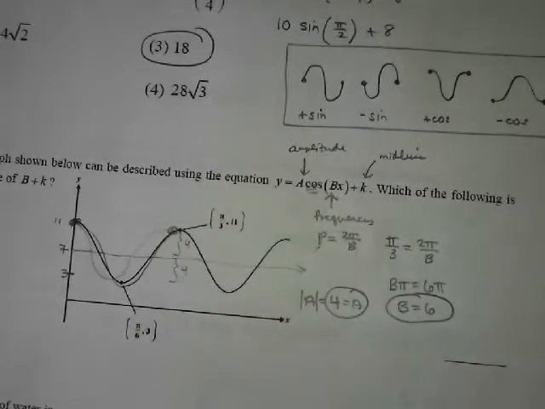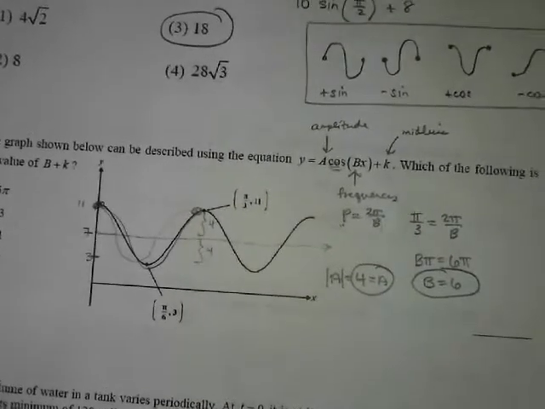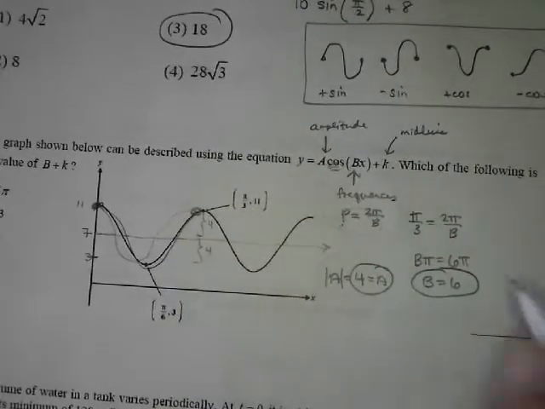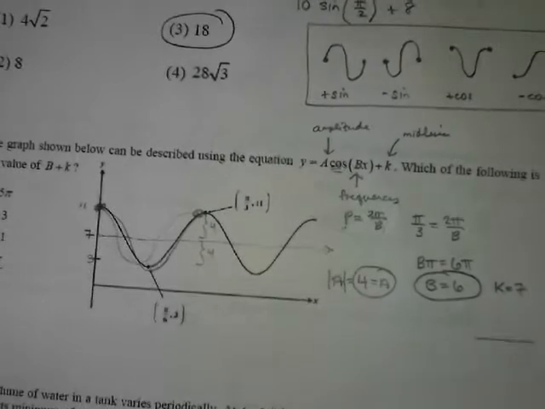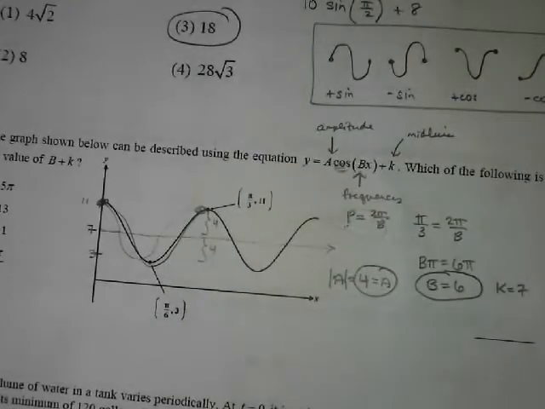So we've got an A of 4, a B of 6, and our midline we kind of already processed because we were looking at amplitude. The midline was at 7. So K is 7. Which of the following is the value of B plus K? 13. Okay?